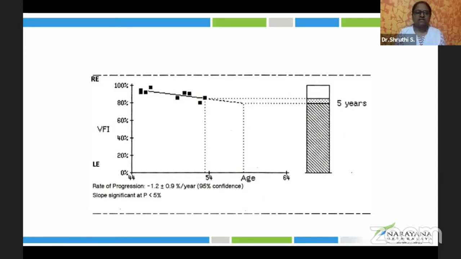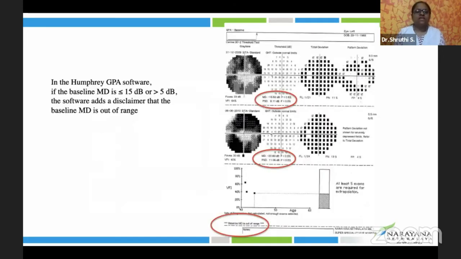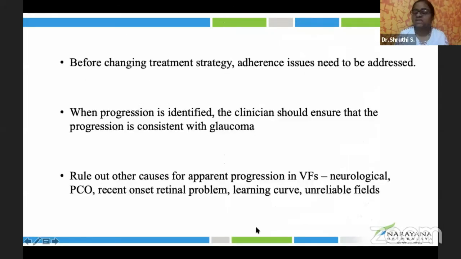So the age of the patient at presentation and the severity of the presenting visual field loss are important in determining when to be aggressive and when not to be aggressive. In Humphrey fields, if the baseline MD is less than minus 15 decibels, the software adds a disclaimer that baseline MD is out of range, as we described here.